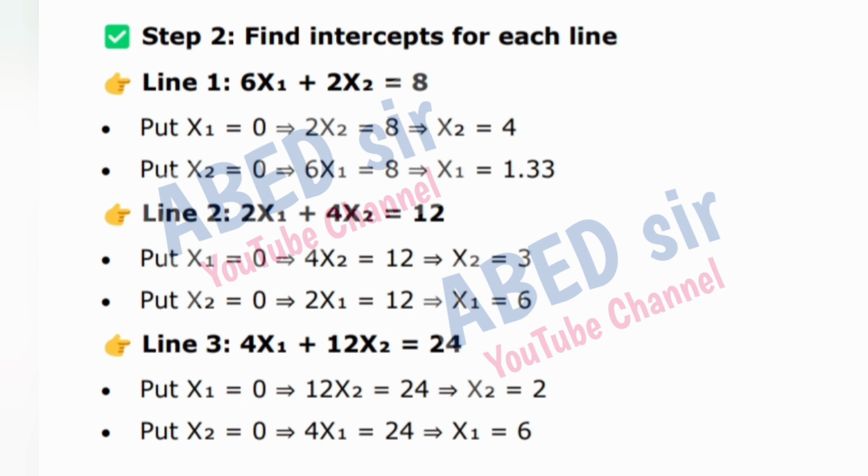Line 2: 2x plus 4y is equal to 12. Put y is equal to 0, 2x is equal to 12, x is equal to 6. Put x is equal to 0, 4y is equal to 12, y is equal to 3. Line 3: 4x plus 12y is equal to 24. Put y is equal to 0, 4x is equal to 24, x is equal to 6. Put x is equal to 0, 12y is equal to 24, y is equal to 2.